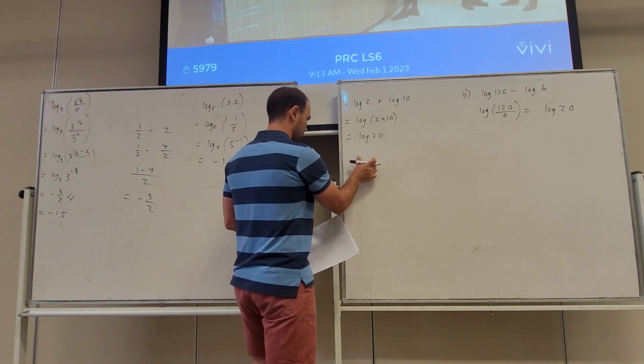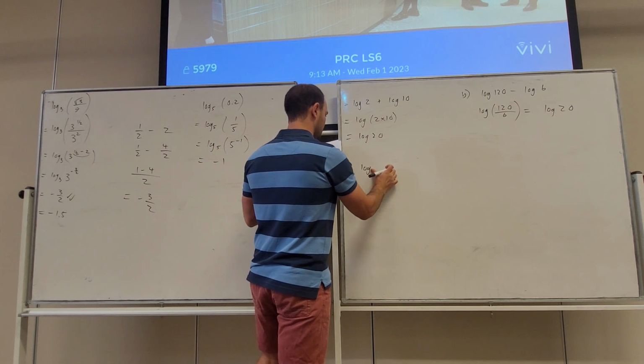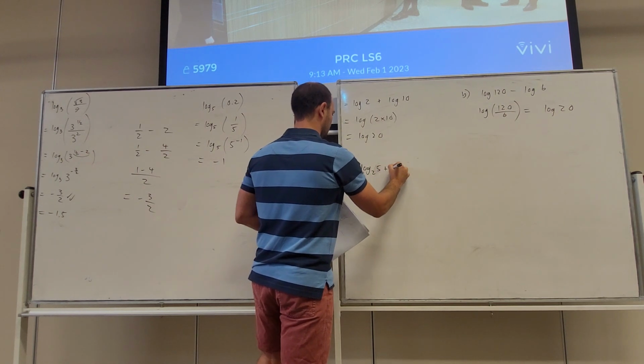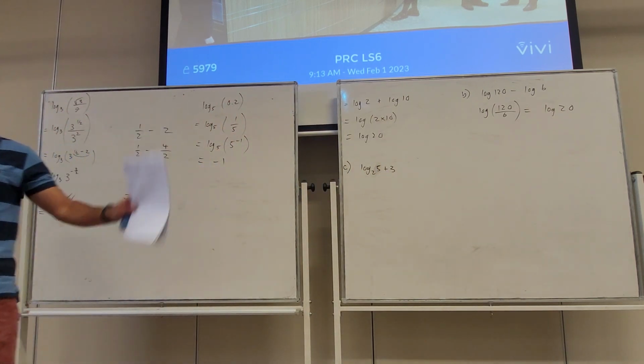Let's move on to C. We've got log in base 2 of 5 plus 3 log in base 2 of 5, and then we've just got plus this number 3.